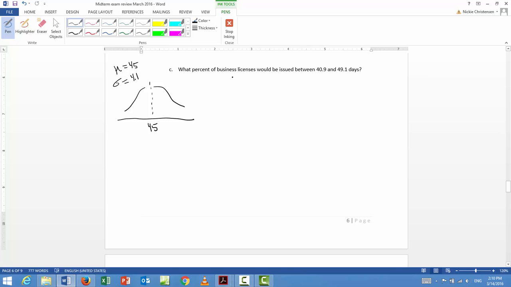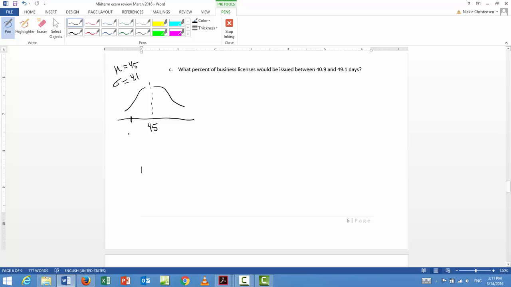Okay, and the question asks us what percent of business licenses would be issued between 40.9 and 49.1 days. Now, there are two ways to do this problem. There's a very, very quick way to do it, which most students seem to not really understand, and there is a longer way to do it, which students seem to understand. So I'm going to do it the longer way, and then I will explain the quick way at the end.